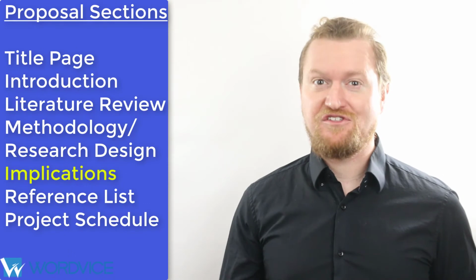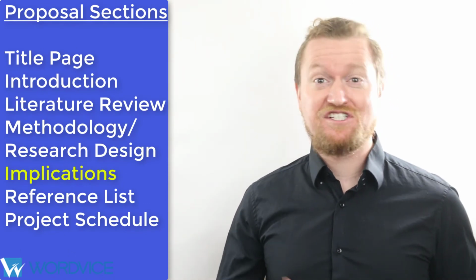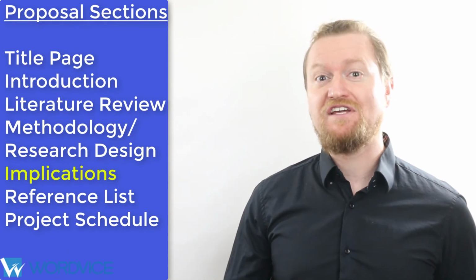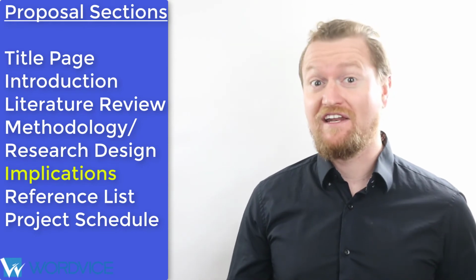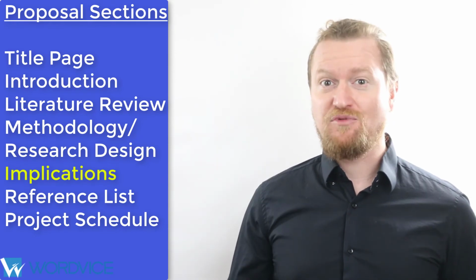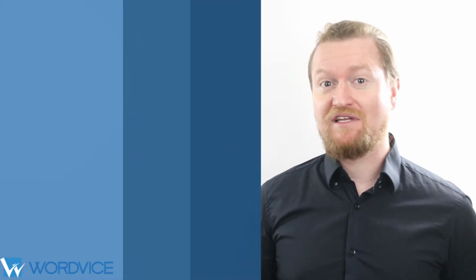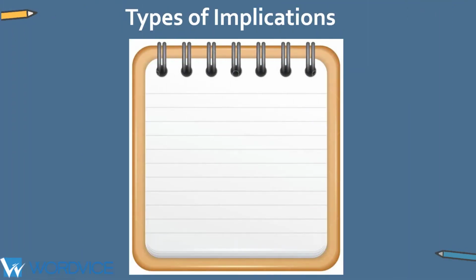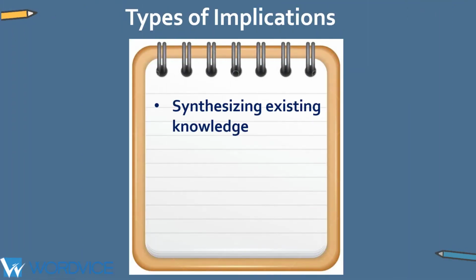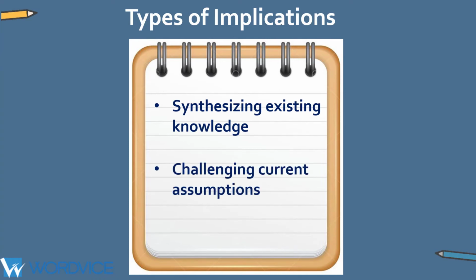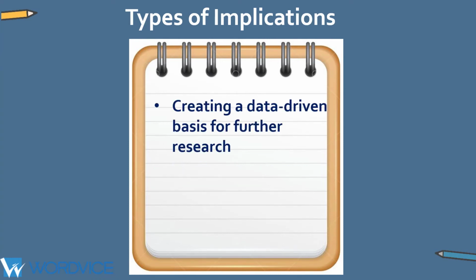To add an extra element to your proposal and make your research idea shine to readers, include any potential implications of your research related to theory or practice. For example, your results might have the following implications that you can highlight. Synthesizing existing knowledge and creating a bridge between what is known and unknown. Challenging current assumptions. Creating a data-driven basis for further research. Confirming or developing a theory.